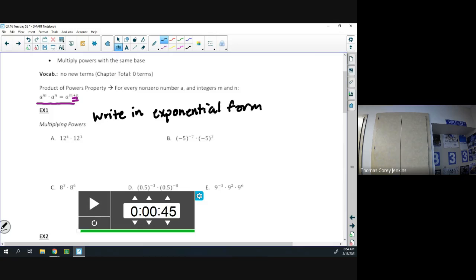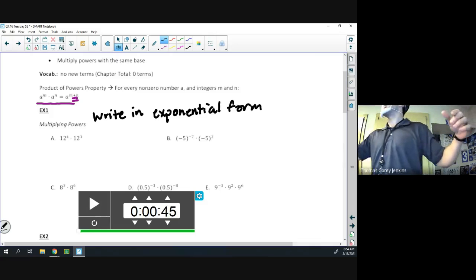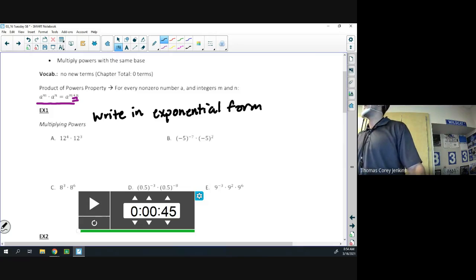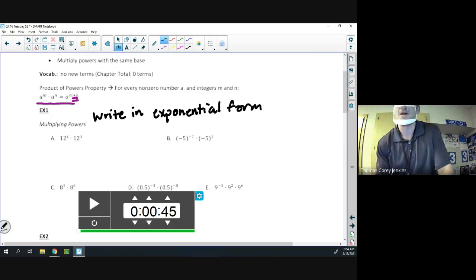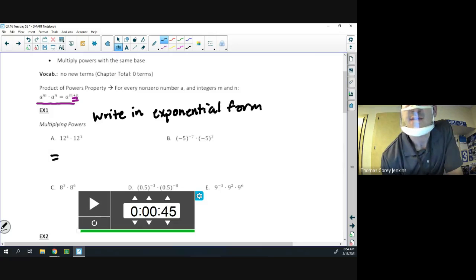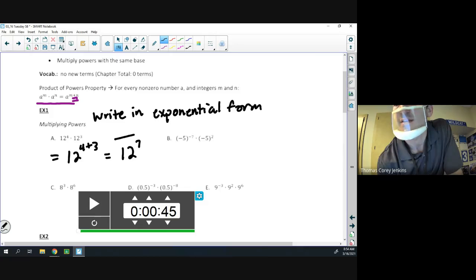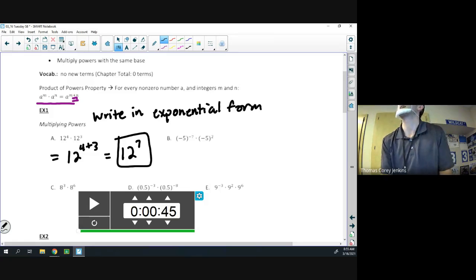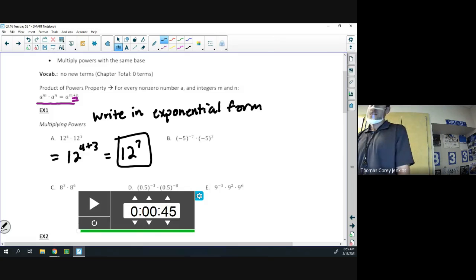Sorry about that. Okay, so what I was going to say is, if I type 12 to the 4th times 12 to the 3rd in my calculator, it's going to give me some big number, right? But we want to just express that in exponential form. So all we're looking to do is add those exponents because I have the same base there. I can take 4 plus 3, and then we get 12 to the 7th. So that's how you'll type in your answer on MathXL. Obviously, we could simplify 12 to the 7th, but we're not going to go there.